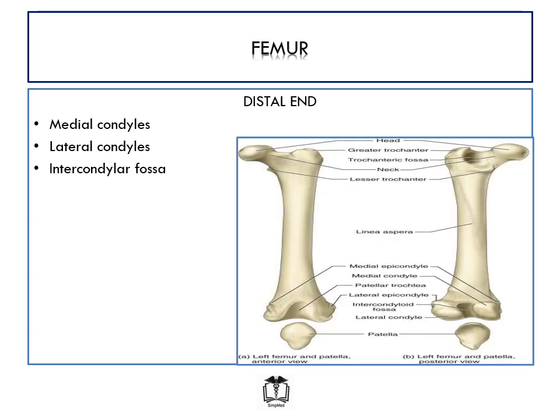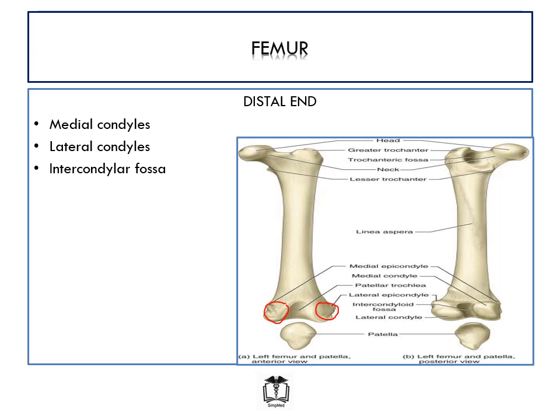The distal end of the femur comprises about three major landmarks. This includes the medial condyles, lateral condyles, and the intercondylar fossa. So we have the medial condyles and lateral condyles at the side. They serve as points of articulation for the tibial condyles to form the knee joint.